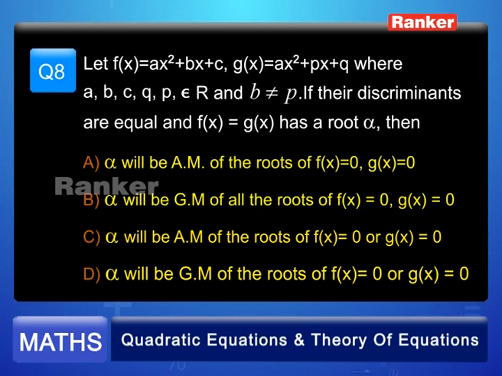If their discriminants are equal, a valuable information it is. The two polynomials of course have the same discriminant, and f of x is equal to g of x has a root, say alpha. Then alpha will be the AM of the roots of f of x equal to 0 and g of x equal to 0, or the GM of all the roots, or the AM of roots of f of x equal to 0 or g of x equal to 0, or the GM of the roots of f of x equal to 0 or g of x equal to 0. Let us see what is going to happen.